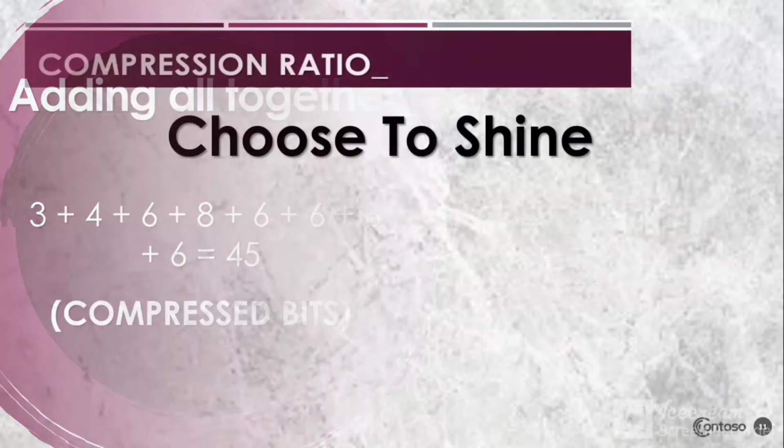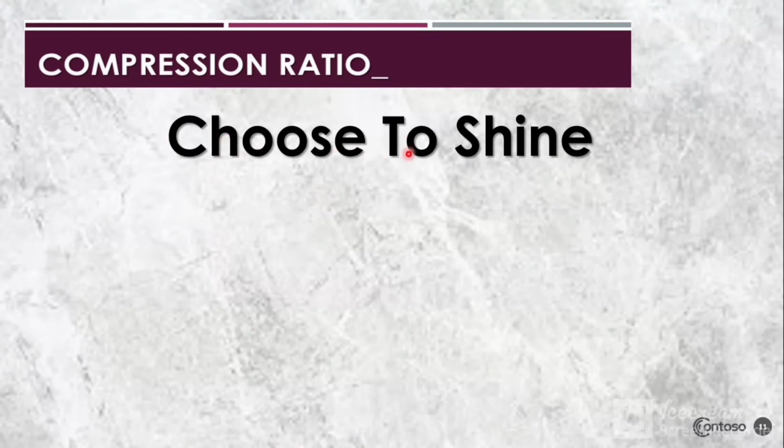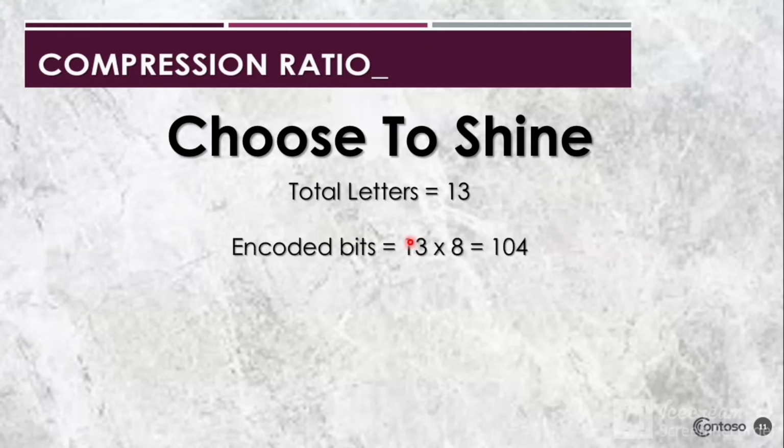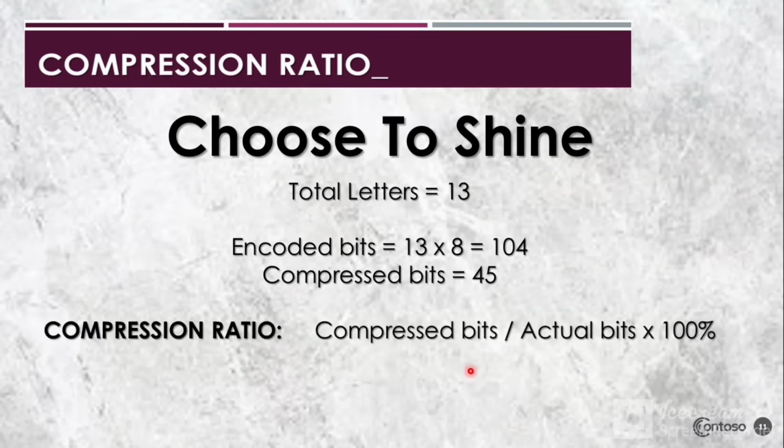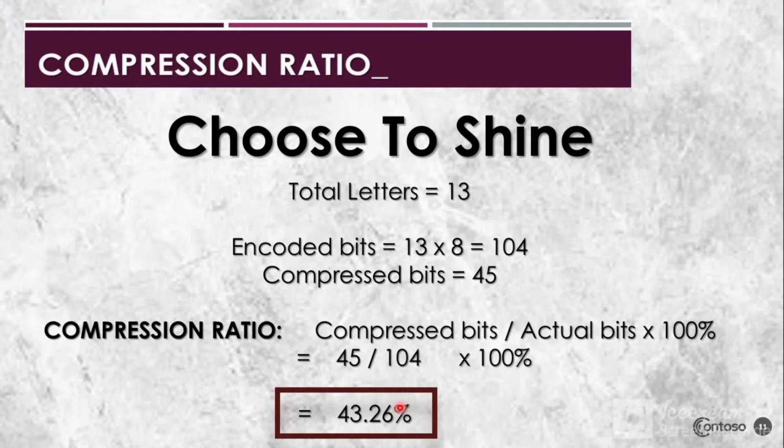Now the very important factor that we have to look for is the compression ratio. Compression ratio basically is the ratio between actual and compressed bits. So how can we calculate it? As we can see, this sentence has a total of 13 letters, and as we know, each letter can have 8 bits for storage. So 13 into 8 becomes 104, and compressed bits were 45. By calculating the compression ratio, that is compressed bits by actual bits into 100%, we get 43.26%.